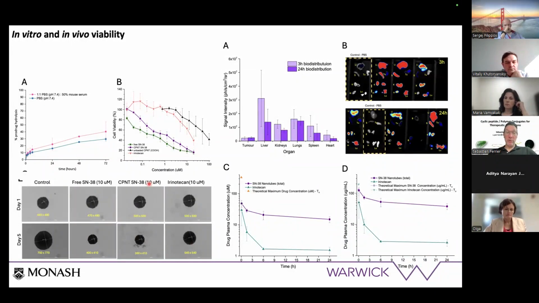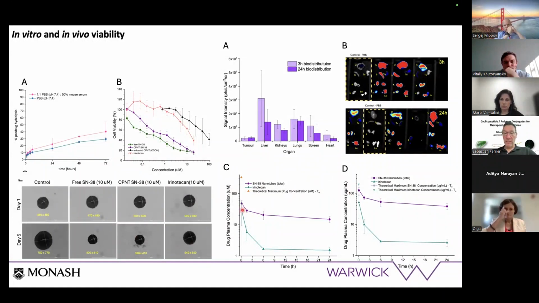So what we want is to use our system to increase its biodistribution and its circulation time in the system. And these are the graphs, and I'm going to go a bit quick on this. I just wanted to focus on this graph here. Those two graphs are the same information. One gives you the concentration of drug in solution in micromolar, and the other in microgram per ml.